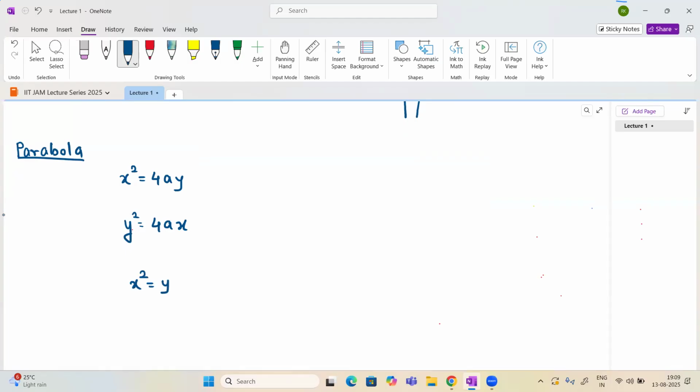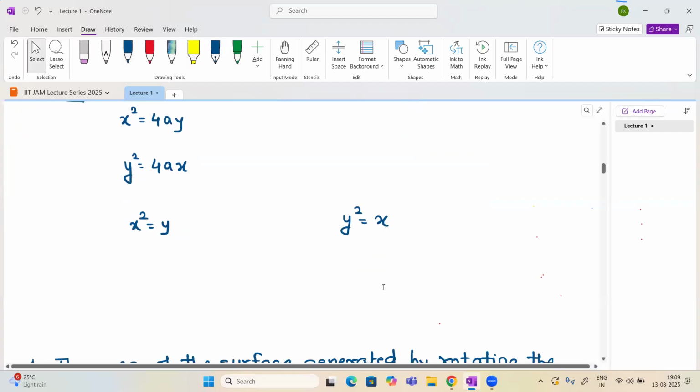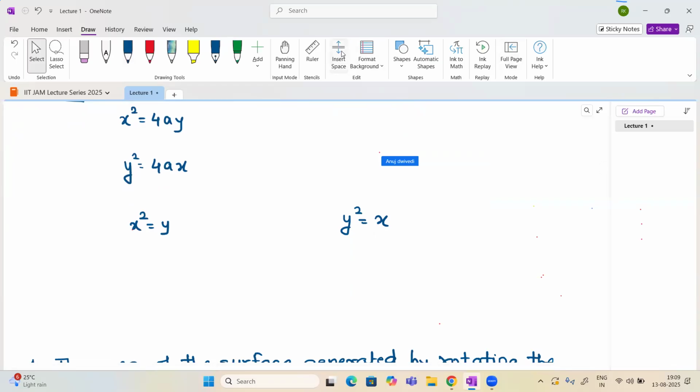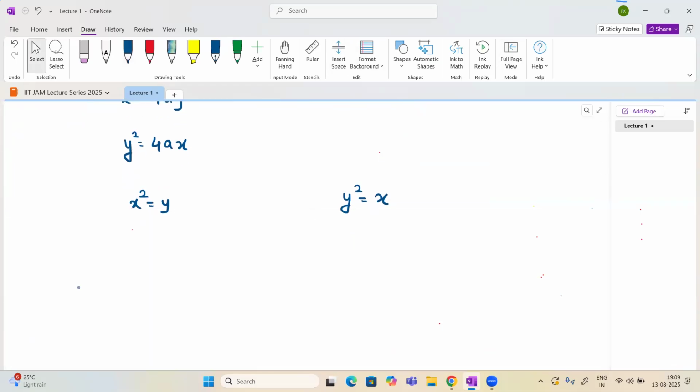So x square is equal to y, y square is equal to x. Just a minute. x square is equal to minus y and y square is equal to minus x. See, what is the power of y here? 1. What is the power of x? 2. So we can easily say if the power of one variable is 1 and the second variable is 2, it represents a parabola, right?